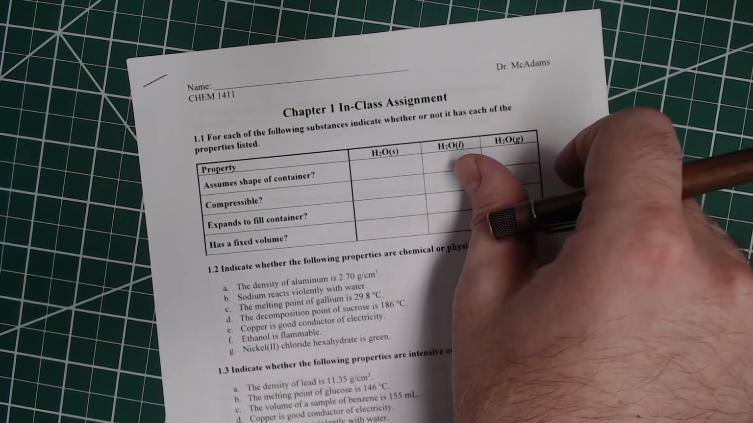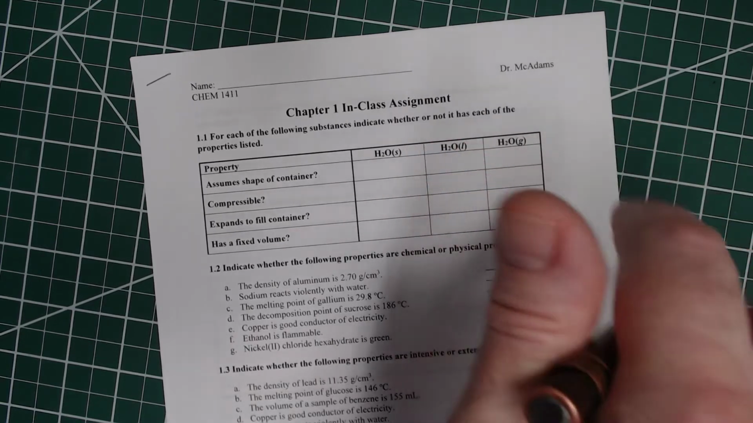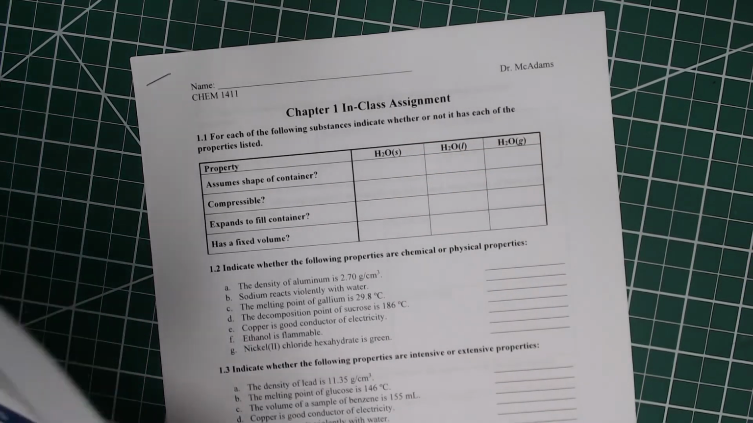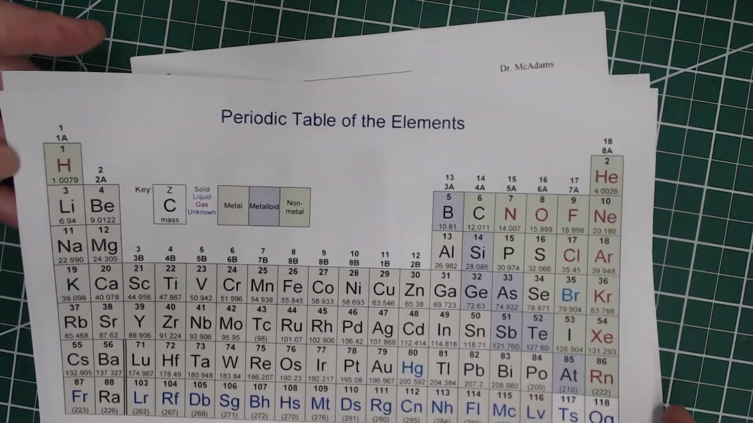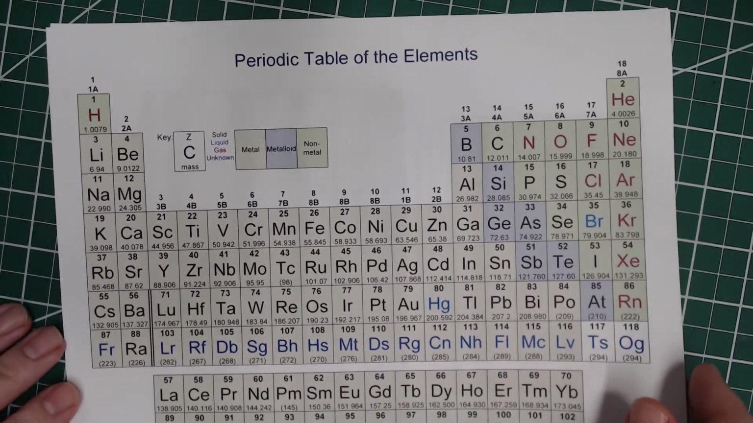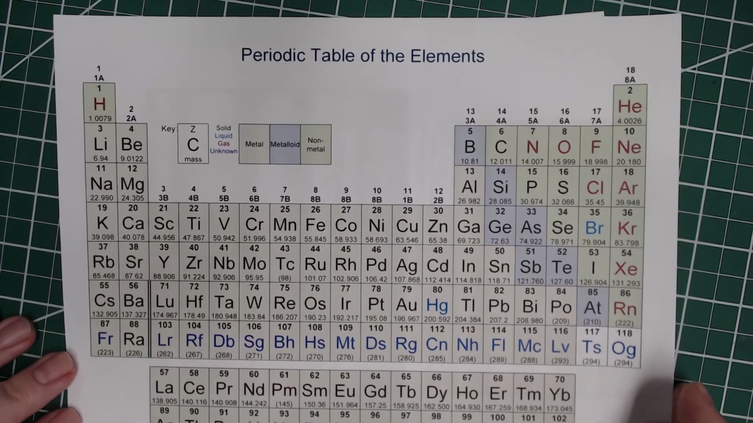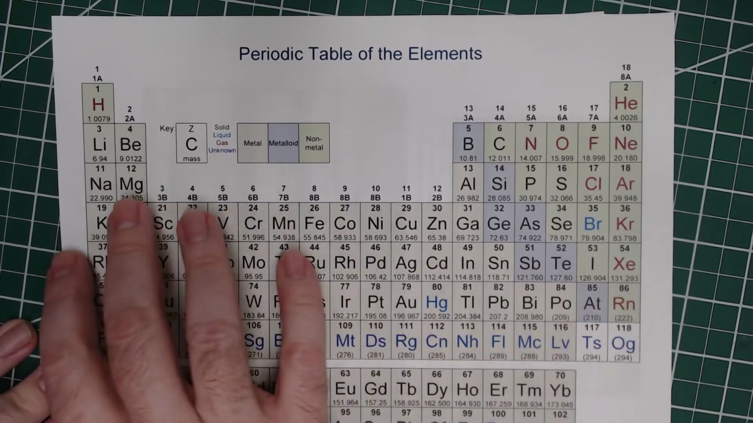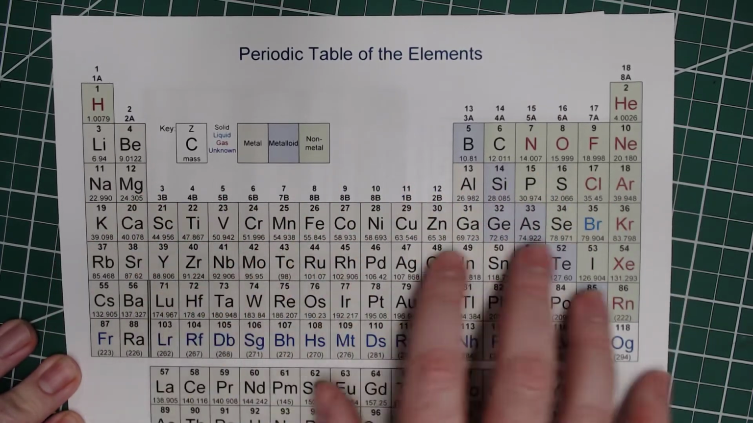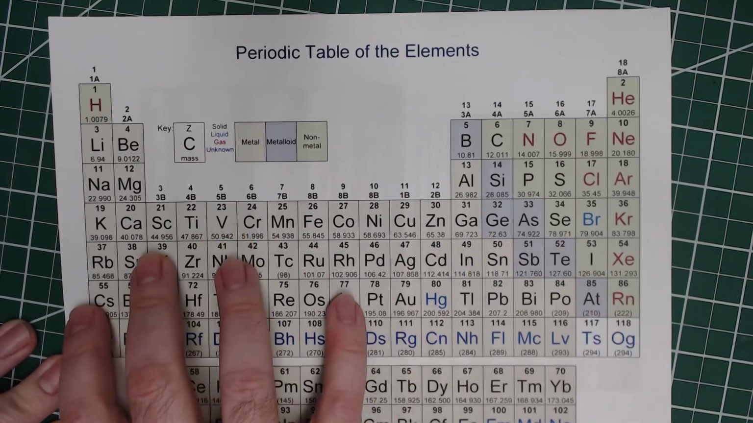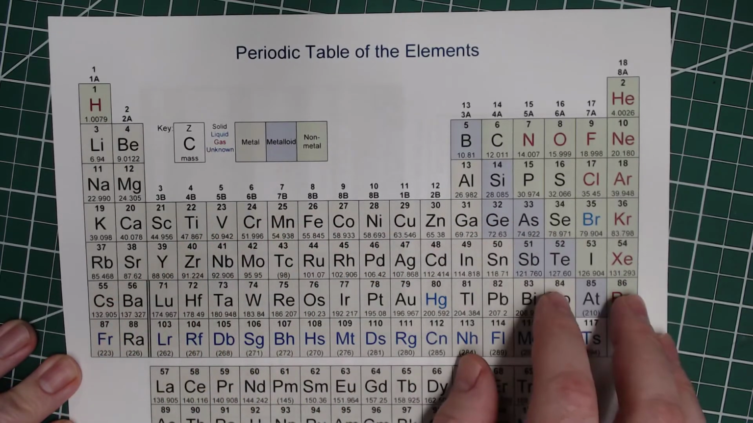Now, in the main folder with all of the lectures and stuff, you will also find a copy of the periodic table of the elements. And here we've got a custom-made copy of the periodic table of the elements. We will talk about these a little bit later. We'll talk about how this is set up and what it is.